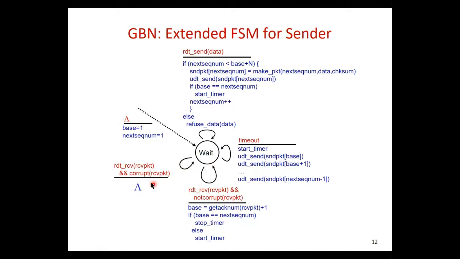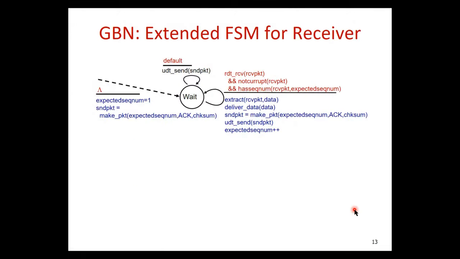Okay, now if the sender receives feedback and it is corrupted, it will simply ignore it, do nothing, because this is garbage. So just ignore it, do nothing about it. Okay, now let's look at the receiver, the FSM for the receiver for Go-Back-N.